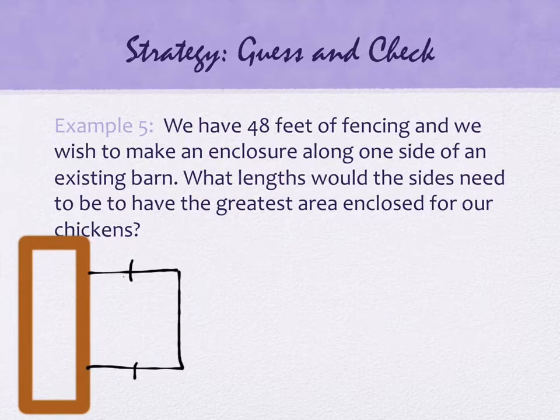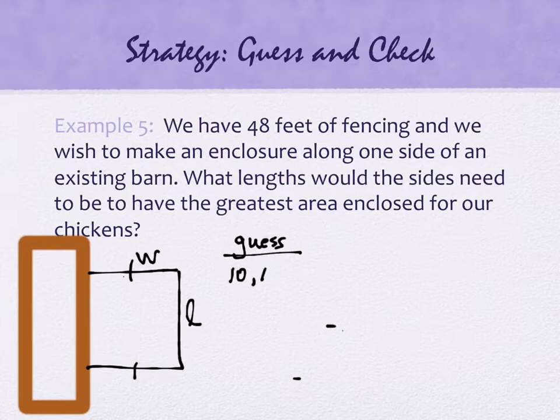And then the third side might be different, correct? Okay. So we've got our, we will call this width, and we will call this the length of our enclosure. And we are going to guess values. Now, we don't get to guess just anything we want, because we want to use all of the fencing. And how much fencing do we have? 48 feet.